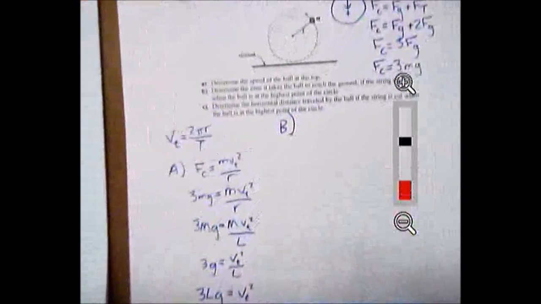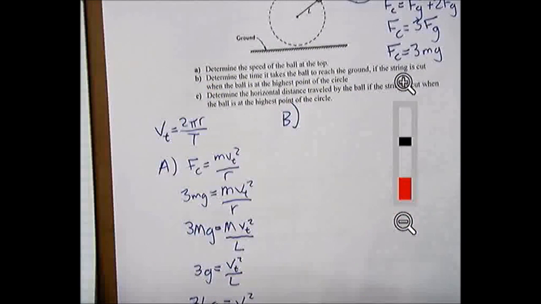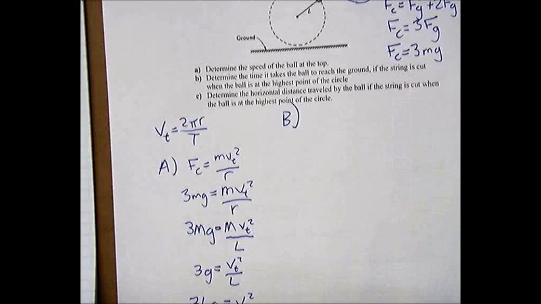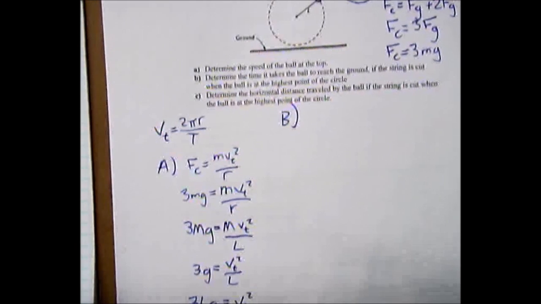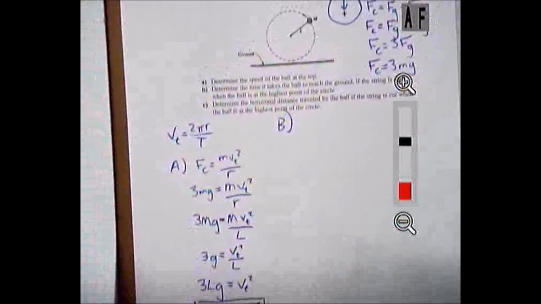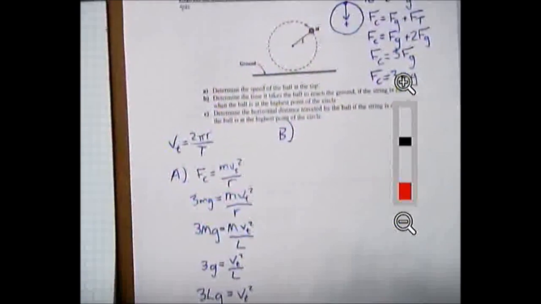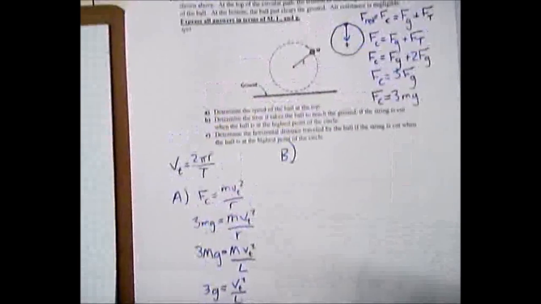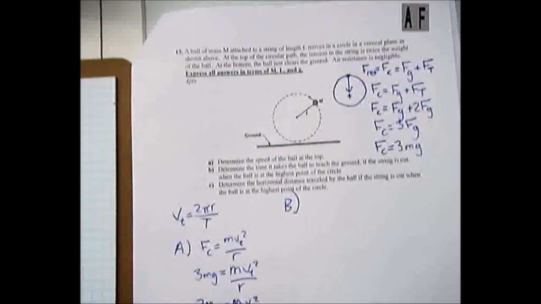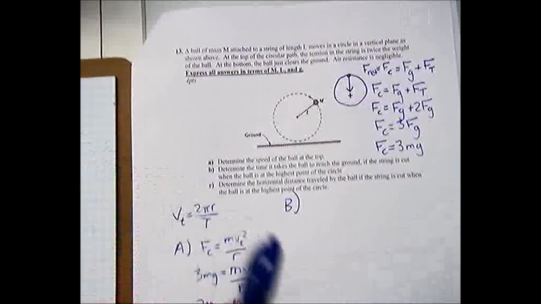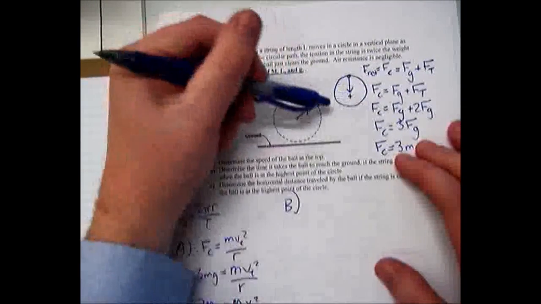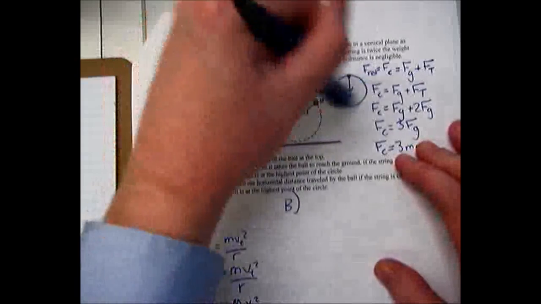So part B, I know this keeps coming out of focus, but part B, let's zoom in. Determine the time it takes the ball to reach the ground if the string is cut when the ball is at the highest point of the circle. Well, that's interesting. When it's at the highest point of the circle, it doesn't even tell you if it's going clockwise or counterclockwise, right? But it's basically just going around and around and around.